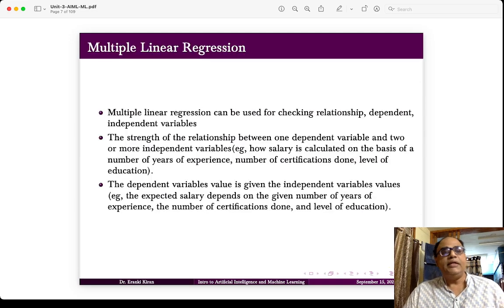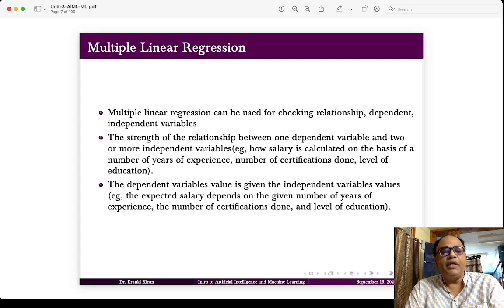Now let's understand the next concept, that is multiple linear regression. Multiple linear regression can be used for checking the relationship between dependent and independent variables. The only difference between linear and multiple linear regression is that we have more parameters to consider. So it is the strength of the relationship between one dependent variable and more than one independent variable.